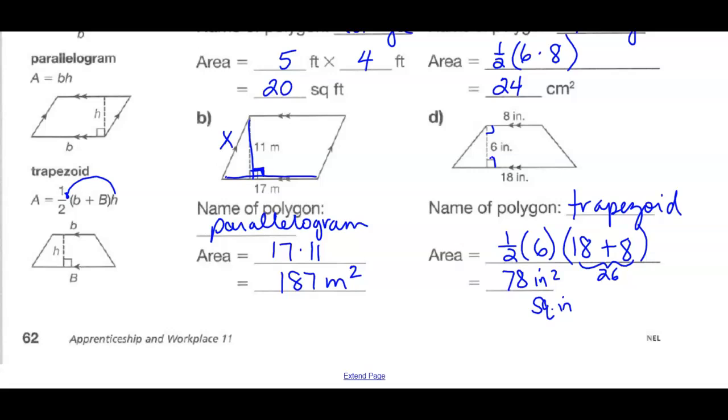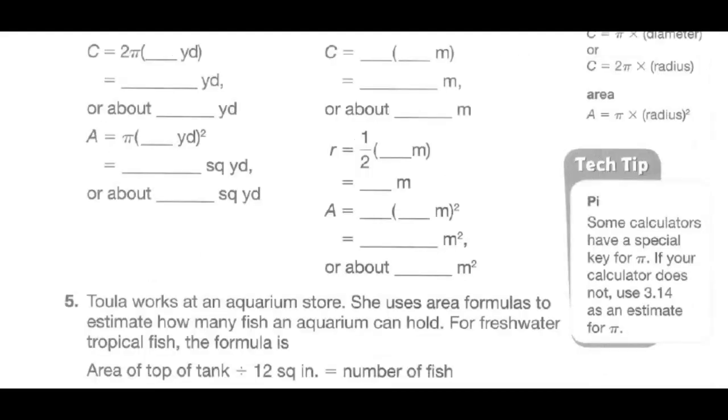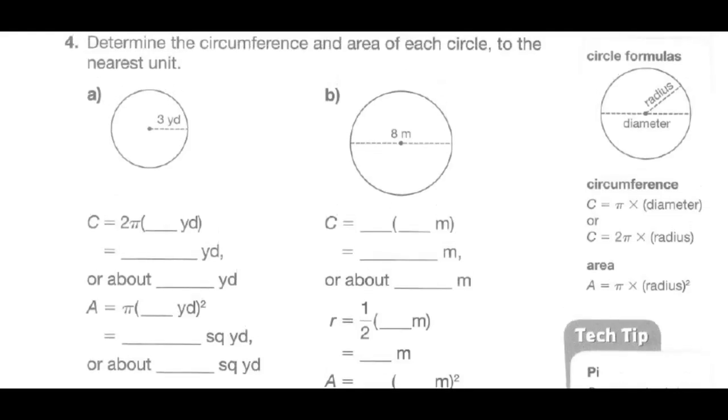Okay, turn to the next slide. You can pause the video at any time if you need to spend more time on it. Okay, circles. So circumference and area of each. So again, on the right, reminds you of the circumference, pi times diameter, or 2 times pi times radius, because 2 times the radius is the diameter. And then the area is pi times radius squared.